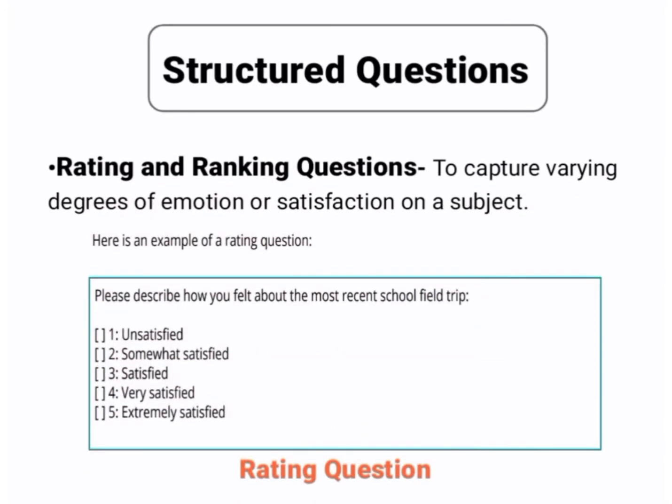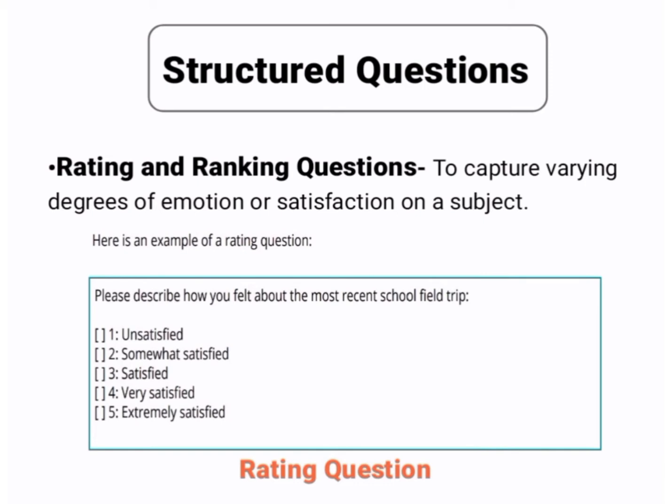Next is the rating and ranking question. These two are very familiar to us students because this type of questionnaire mostly appears in textbooks, activities in schools, or self-evaluation, like rate 1 to 5 your self-confidence. Because these two have differences, let me explain first the rating before the ranking.